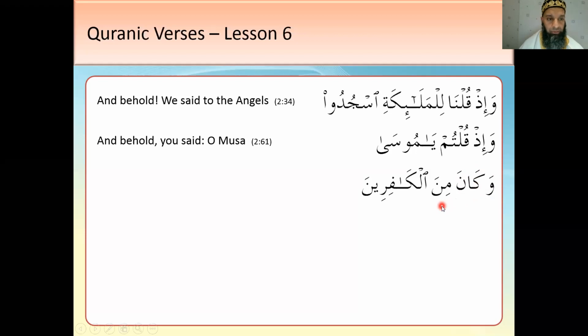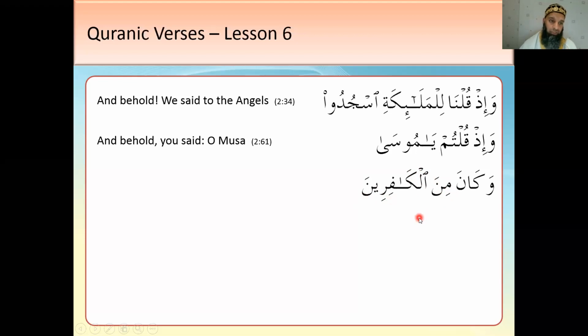Min, what's min mean? From. The reason why there is a na here is because it's joining onto the lam sukoon. You don't have two sukoons in Arabic together. Something has to give, something gets a haraka. So here, because al-kafirin is coming next, min becomes minal. It's still min. So minal means from.